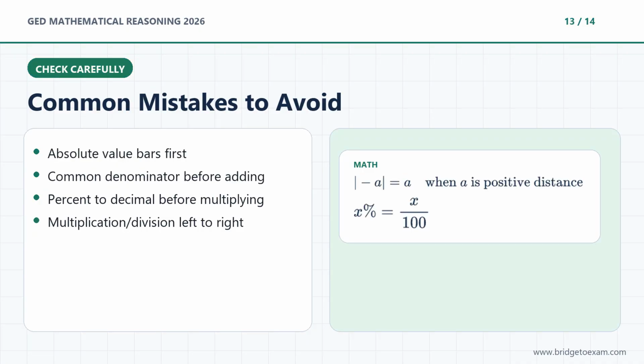Before you move on, remember these traps. Resolve absolute value bars first. Match denominators before adding fractions. Convert percents into decimals before multiplying. And in PEMDAS, multiplication and division are handled from left to right.